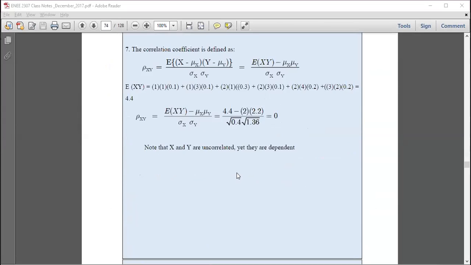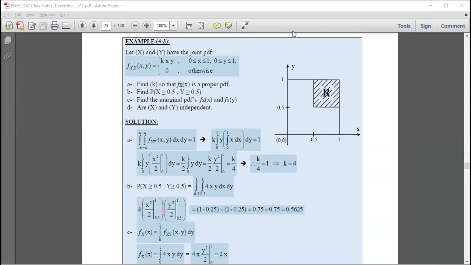This example we already have solved before. Let's look at this example as well. Example: let x and y have a joint PDF. It is important, guys, that you understand the area where this PDF is non-zero. The joint is between 0 and 1. In this interval the joint PDF is non-zero, and in this interval this PDF is non-zero, and outside, all these regions, the value of the PDF is zero.